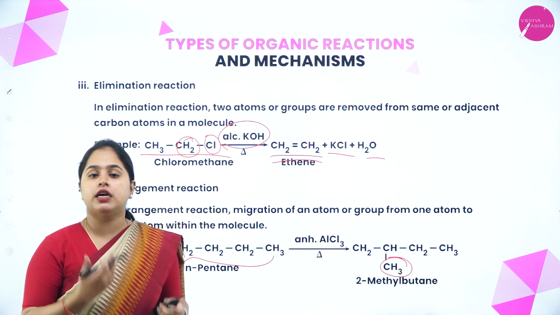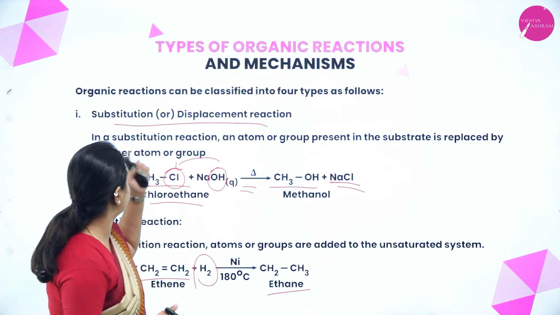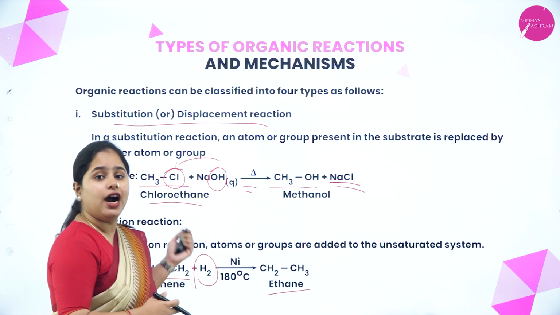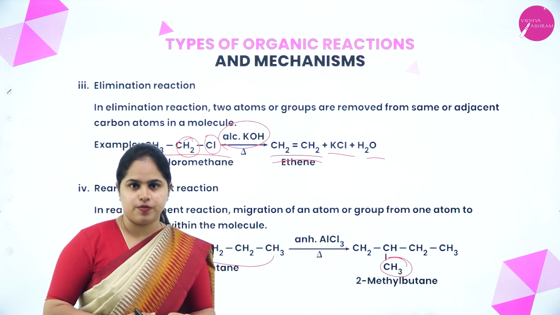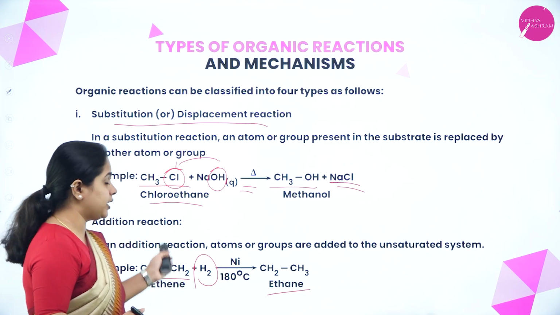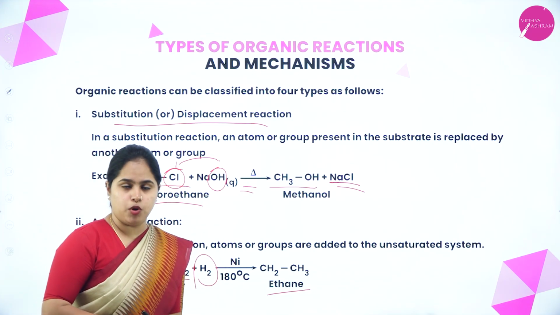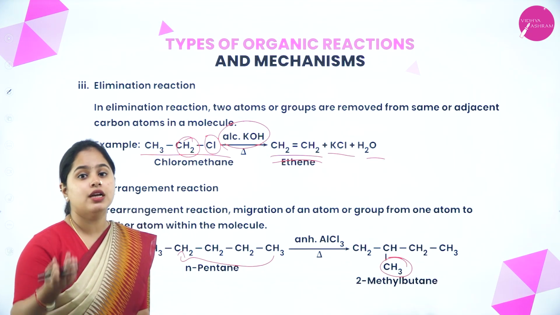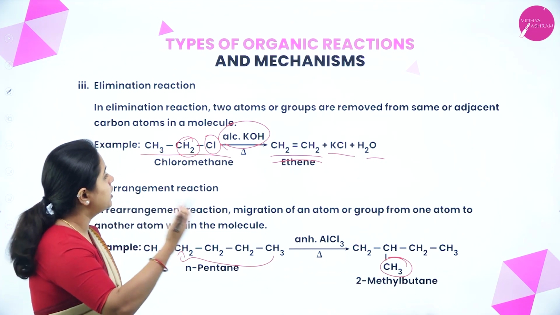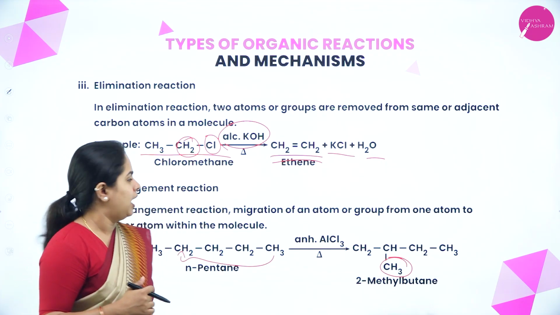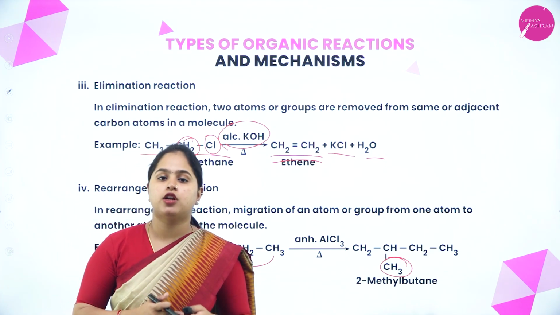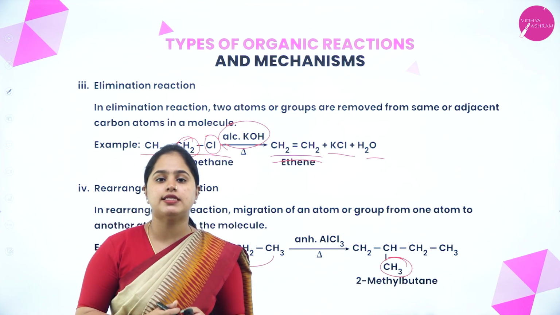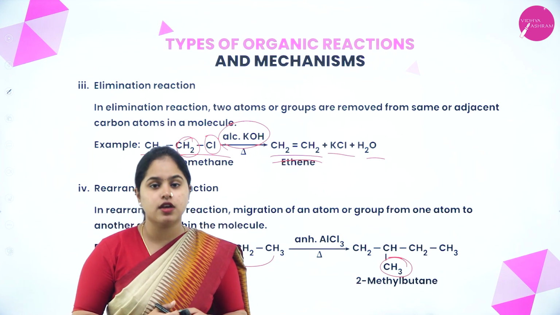I hope the different types of reaction are clear for you. That is substitution reaction, addition reaction, elimination reaction and rearrangement reaction. In addition reaction, as you can see, the double bond becomes a single bond. And in elimination reaction, a single bond becomes a double bonded system. Then the last one is rearrangement reaction. I hope the different electron displacement reactions as well as the different types of organic reactions are clear for you.